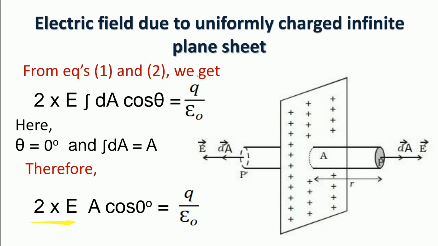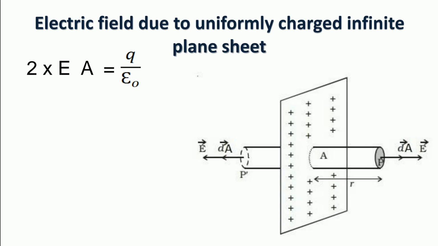2 times E as it is, integration dA becomes A, cos theta becomes cos 0, is equal to q upon epsilon naught as it is. Now put the value of cos 0 as 1, we get 2 into EA is equal to q upon epsilon naught. We need to calculate the value of E, so take this 2 and A to that side. So E is equal to 1 upon 2 epsilon naught. This 2 joins this epsilon naught, becomes 1 upon 2 epsilon naught, and this A goes to the denominator and becomes q upon A.